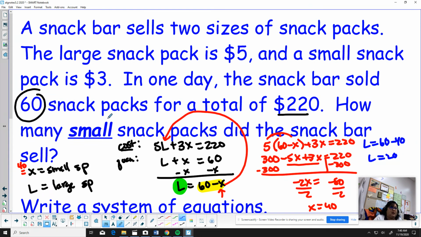The question says, how many small snack packs? Well, I already had that. It's 40. So that's how I do that. I've got one set up about cost. See how there are 3 different numbers that have money. That was a giveaway that there was one about money. And the only other number is about the quantity. So I knew it was some large and some small, so I just did x plus L equals 60.